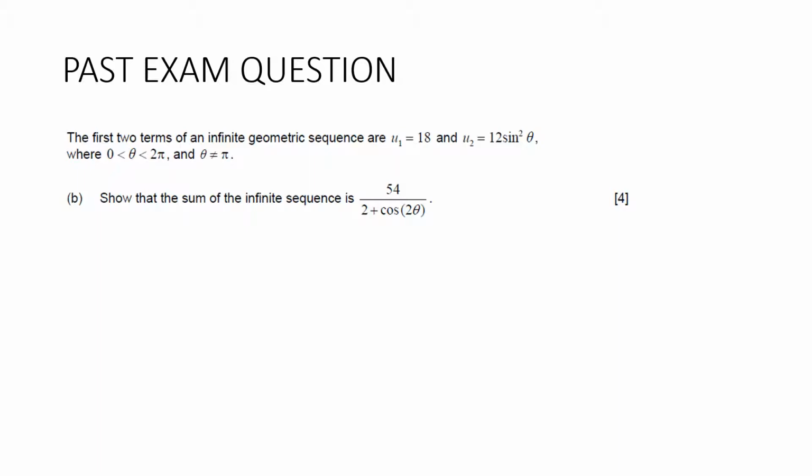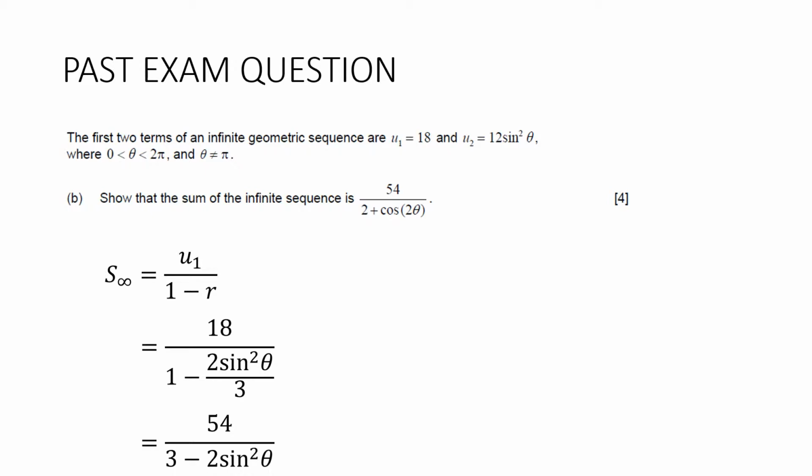Part B, show that the sum of the infinite sequence is 54 divided by 2 plus cos 2 theta. If you couldn't do that previous question, you should be still able to do this one. All we need is this formula. Sum to infinity is u1 divided by 1 minus r. We make the substitution. So there's our 18, and there's our r from before. And first thing we're going to do is tidy this up so I don't have double-decker fractions. So I'm going to make a common denominator here of 3. That'll make that a 3. And I'm going to divide by the reciprocal. So I'm doing quite a bit there.